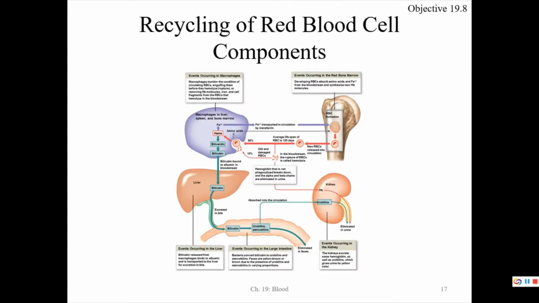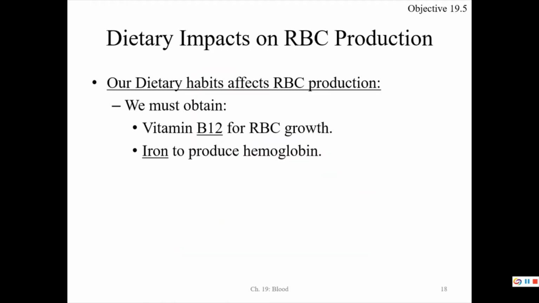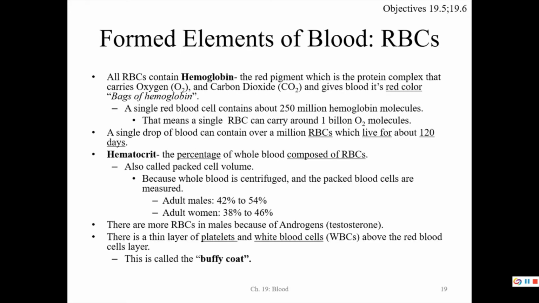And this shows you guys what's going on there. Also what I drew out. Okay. Now, what's going to happen is, guys, in order to make red blood cells, we need vitamin B12 for blood cell growth. We need iron from our diet so we can make hemoglobin. Hemoglobin is a very important protein.